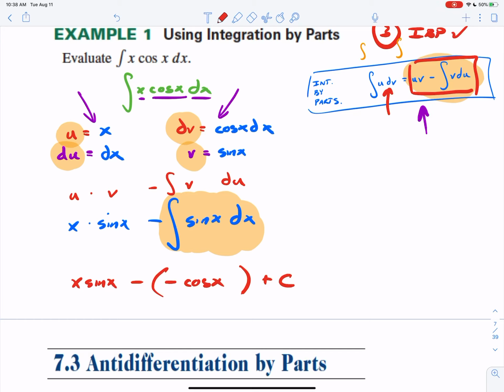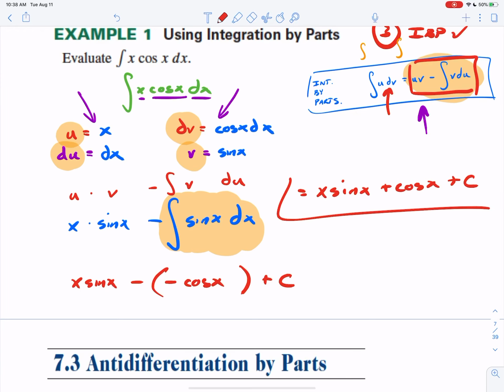Now remember, we put plus c because it's an indefinite integral. So let me just clean this up here. Our final answer is going to be x sine x plus cosine x plus c.